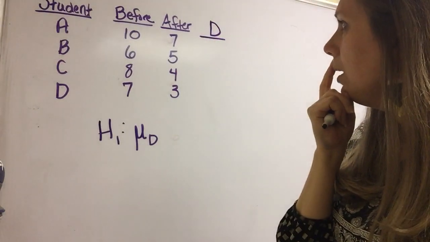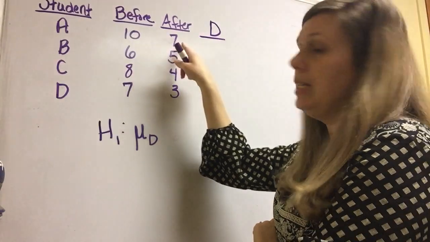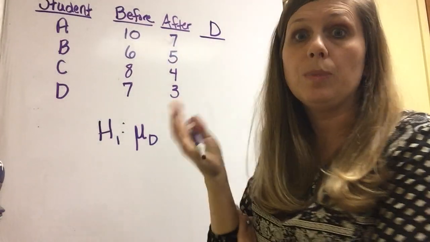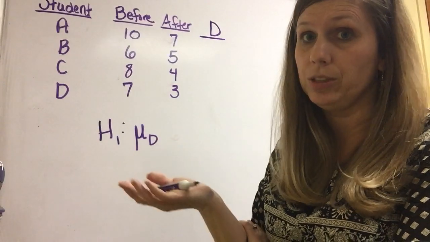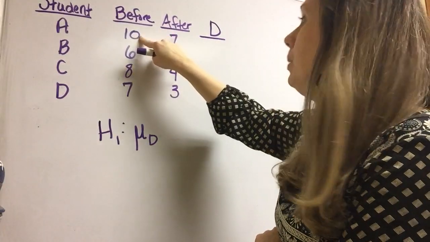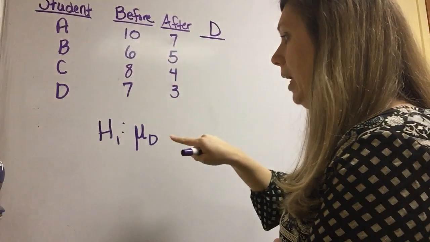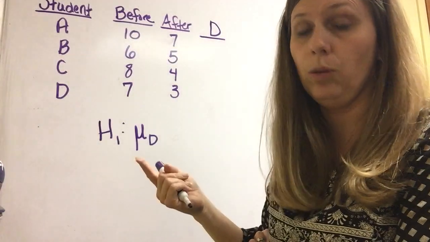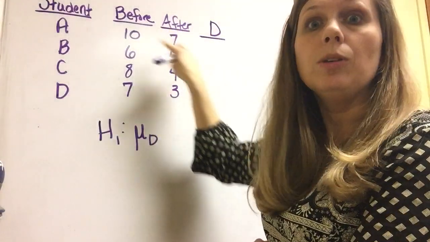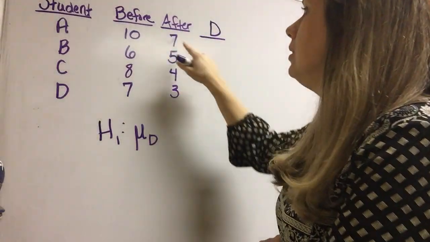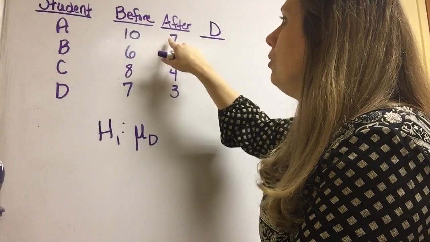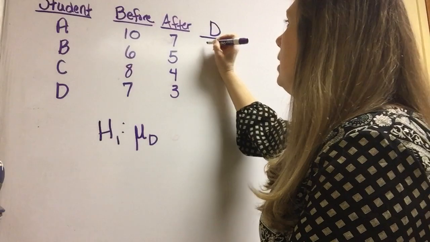So if I do 10 minus 7, that'll be a 3, and then I would be saying, oh, I'm expecting positive difference scores. But if I do 7 minus 10, that'll be negative 3, and I will say I'm expecting negative, or less than 0, so negative difference scores. I'm actually going to do it that way because we didn't do it that way in class with the negatives, so I'm going to show you what negatives look like here. So I'm going to do after minus before.